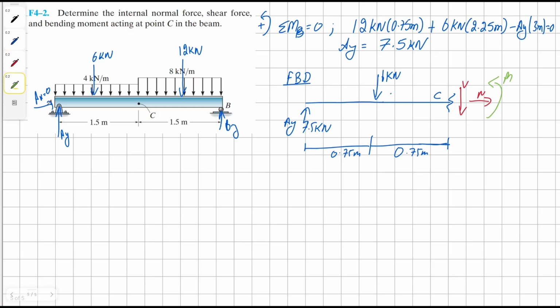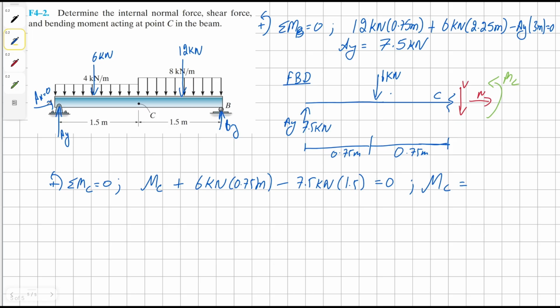And now to find our moment at point C, all we have to do is take a moment about the point C, and assuming counterclockwise is positive, so we're going to have positive moment at C. Then we have counterclockwise 6 kilonewton, and it's 0.75 meters away. Then we have our clockwise Ay, and it is 1.5 meters away, all equals to 0. Solving for MC, we get a solution as positive 6.75 kilonewton times meter.